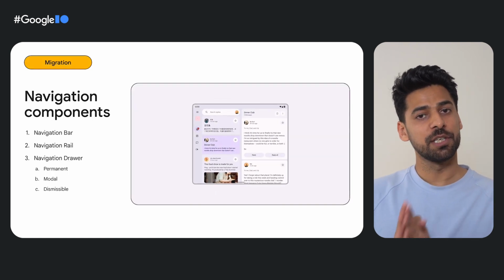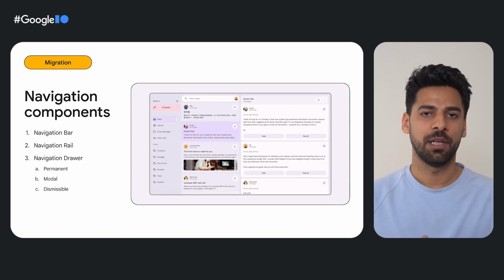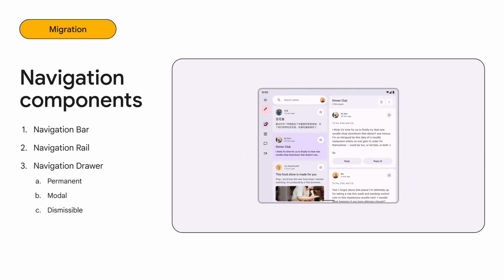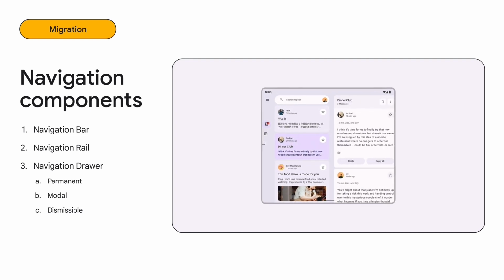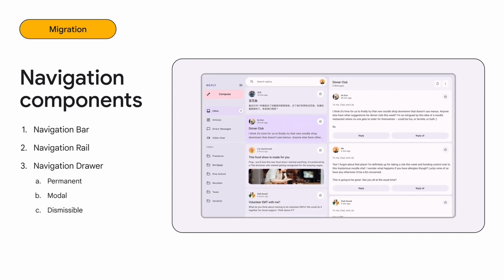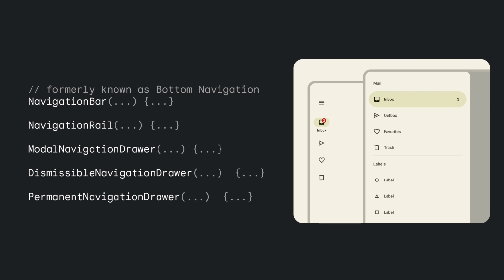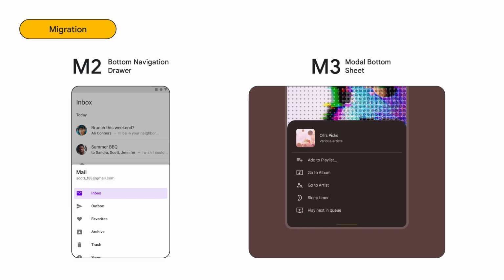There are changes in Material 2 navigation components as well. Bottom navigation in Material 2 has been renamed to navigation bar in Material 3. Similarly, bottom navigation item is now navigation bar item. Navigation drawer also has 3 variants: permanent, modal, and dismissible navigation drawer. The bottom navigation drawer in Material 2 is not supported in Material 3, but we recommend using modal bottom sheet for providing a similar user experience.